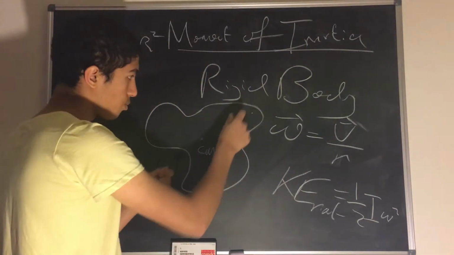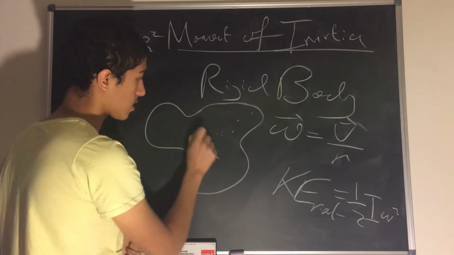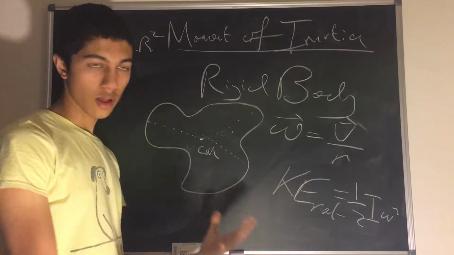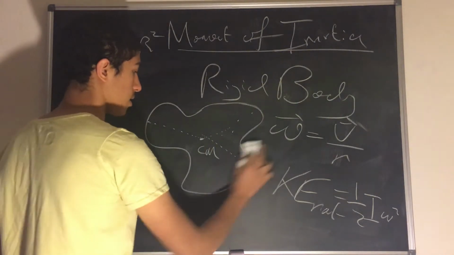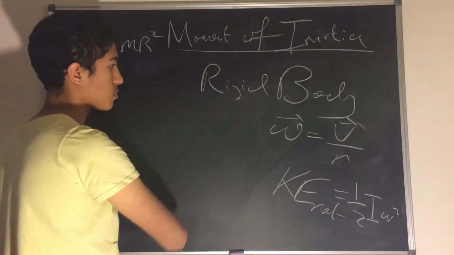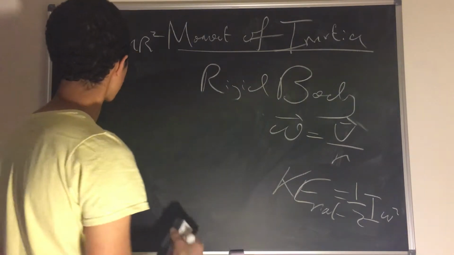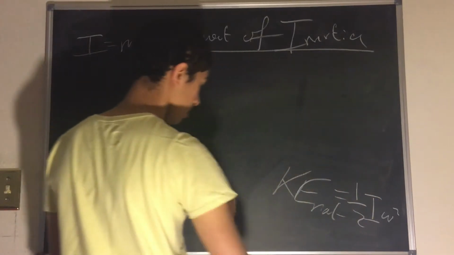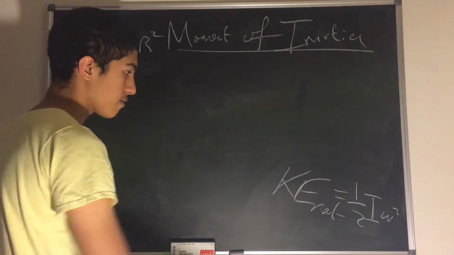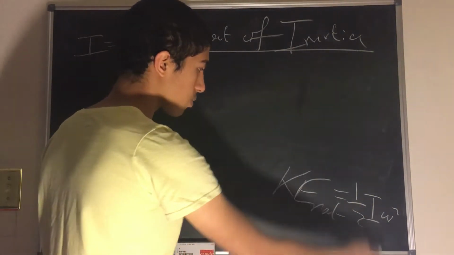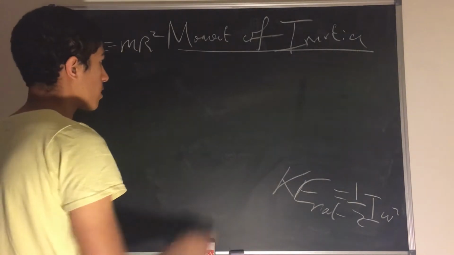So, and r will differ because this r is not the same as that r, is not the same as that r. So it's intuitive that the linear velocities will differ, but the angular velocities will stay the same for a rigid body. So now let's discuss, if we have a rigid body, and we have this concept of rotational kinetic energy, then what exactly is our I?